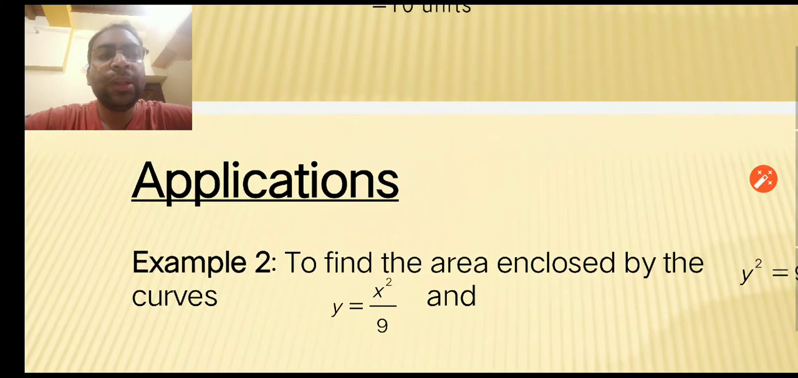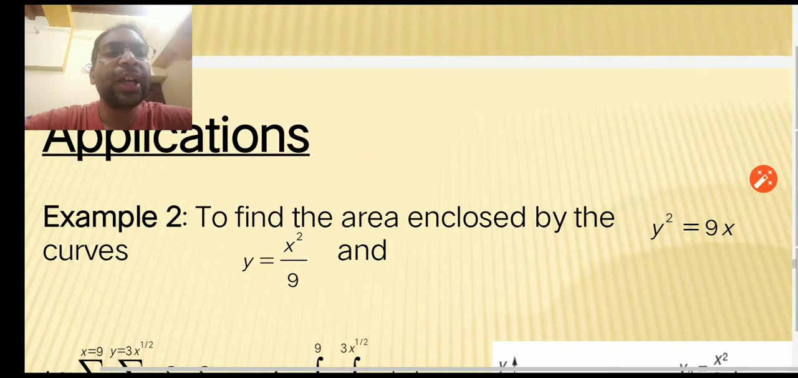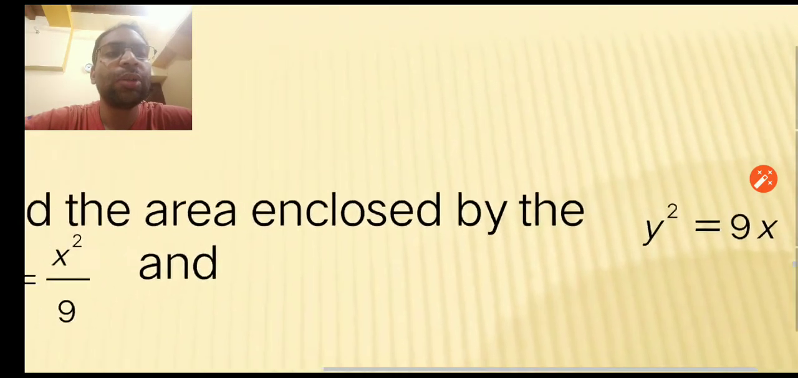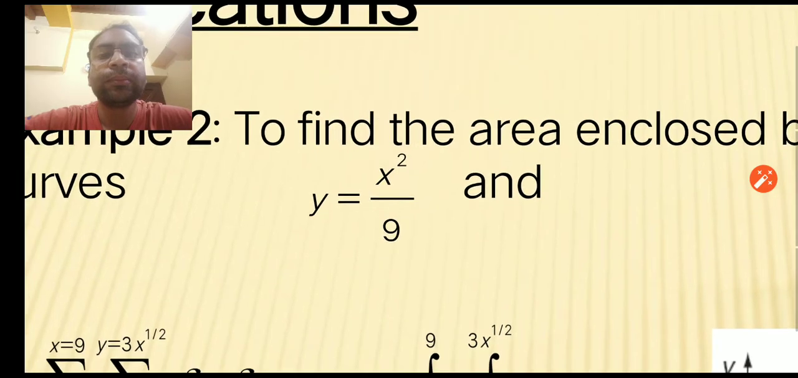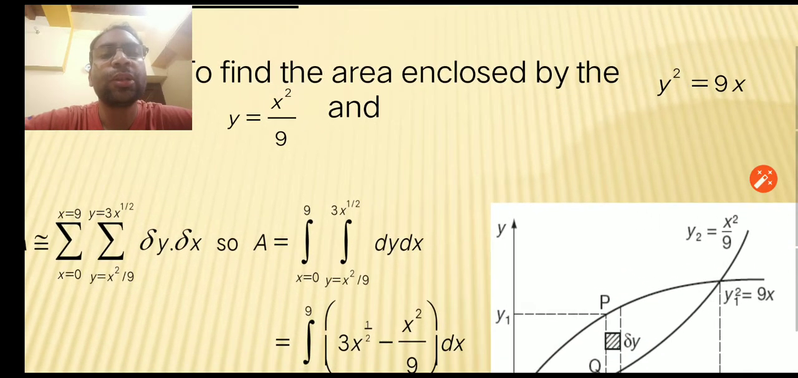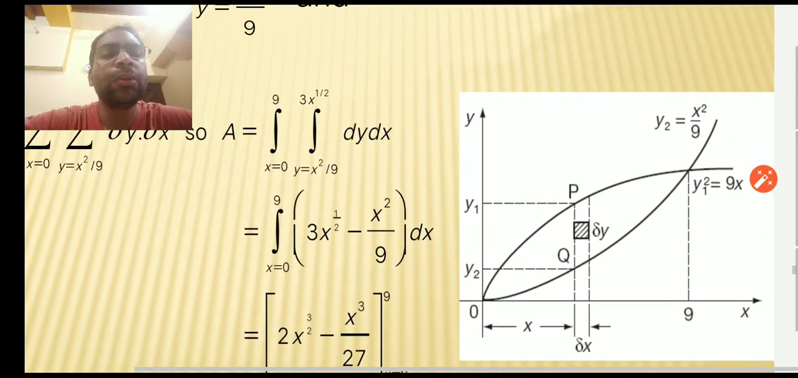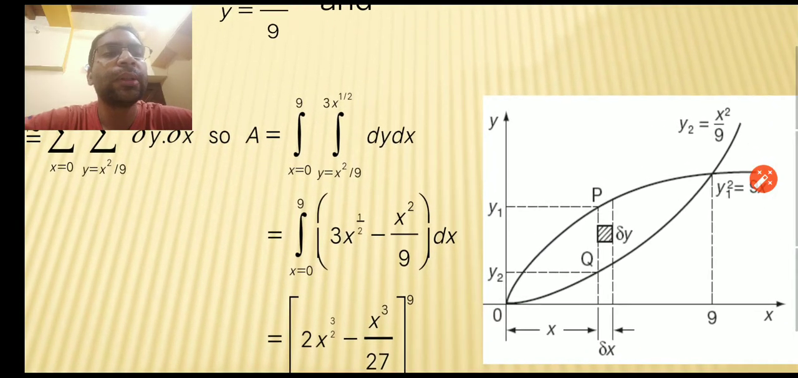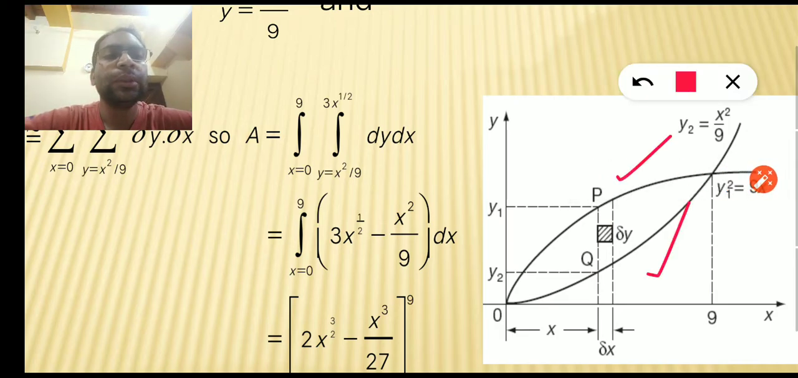Let's see another example. To find the area enclosed by the curves y square is equal to 9x and y is equal to x square upon 9. As we know, these are two different curves. So we'll draw the curves first. So this is the one and this is the another curve, and we will apply a strip.